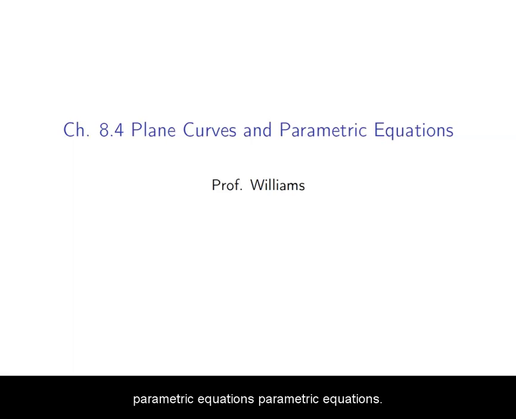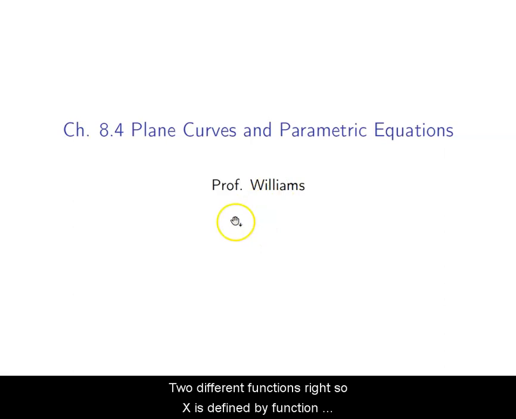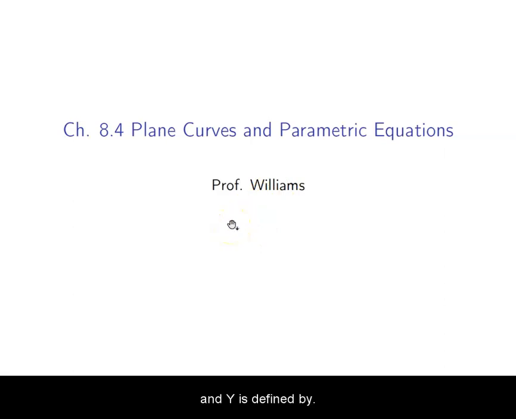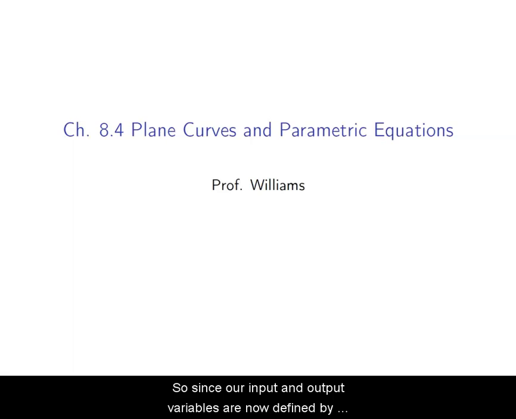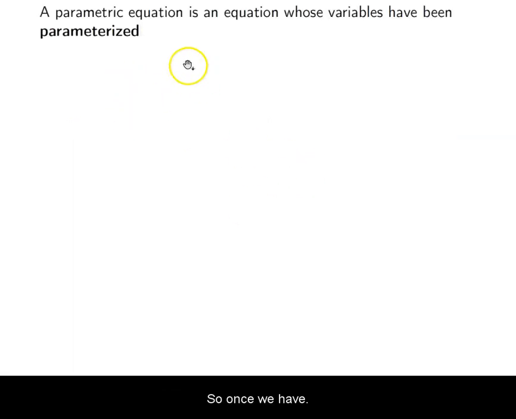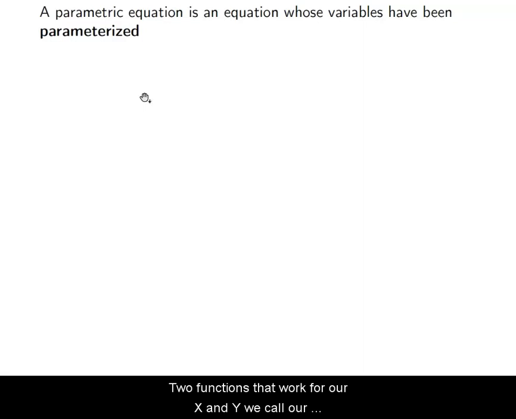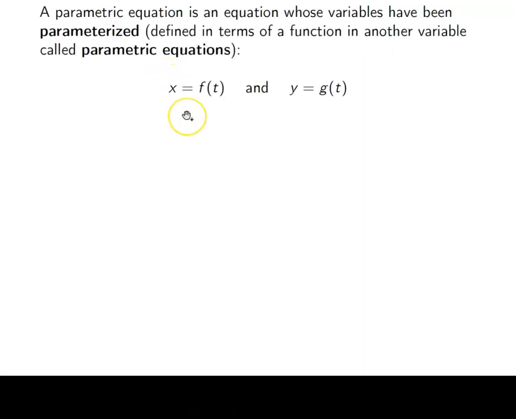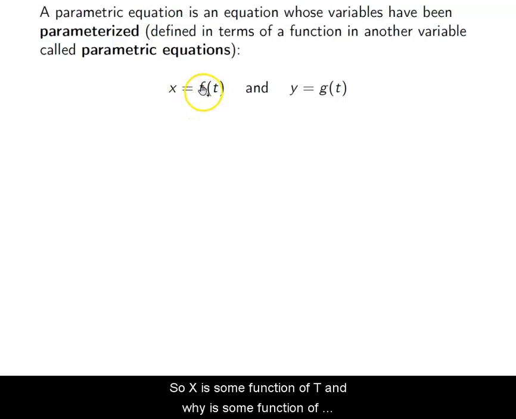Parametric equations are basically us calling our two variables x and y two different functions, right? So x is defined by a function and y is defined by a function. Since our input and output variables are now defined by a function, we need a new input variable. Once we have two functions that work for our x and our y, we call our equation parameterized, right? We now have a parametric equation. So x is some function of t and y is some function of t.